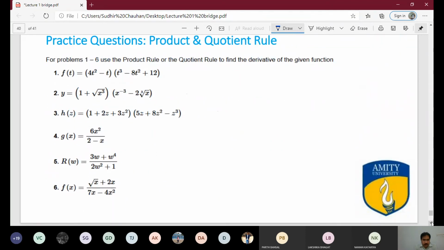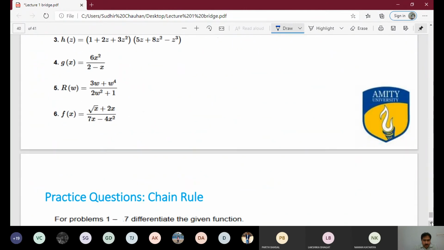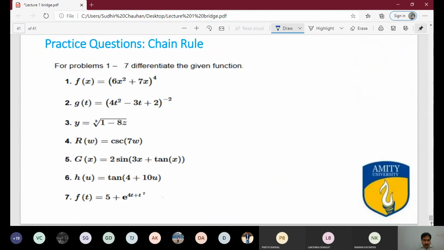And we have some more questions of this type for your practice. And these are some questions for your chain rule. So thank you very much. If you have any doubt, you can ask.